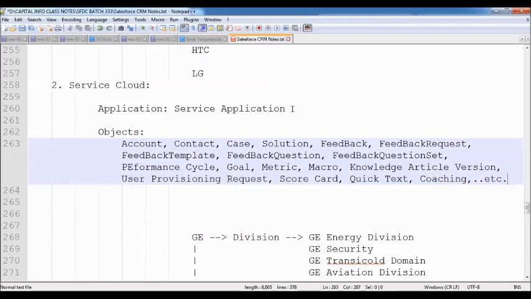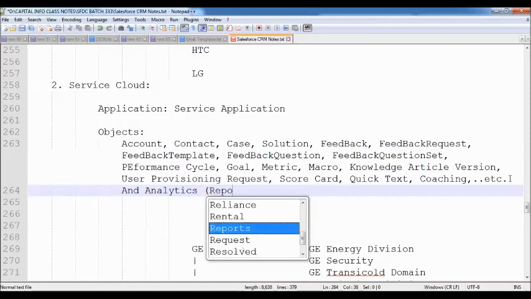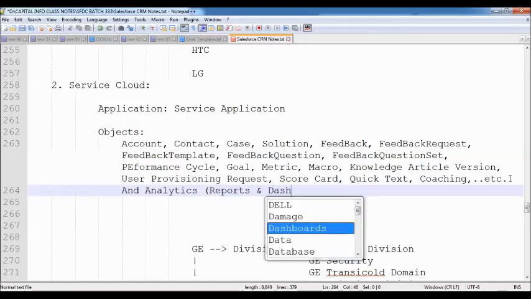Like that, various objects we are using here. As part of this service application, we are using objects like account, contact, case, solution, feedback, feedback request, feedback template, feedback question, feedback question set, performance cycle, goal, metric, macro, knowledge article version, user provisioning request, scorecard, quick text, coaching. Along with that, we are using the analytics feature also. As part of analytics, we have reports and dashboards also.